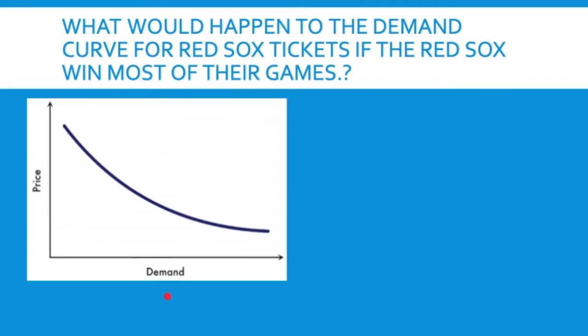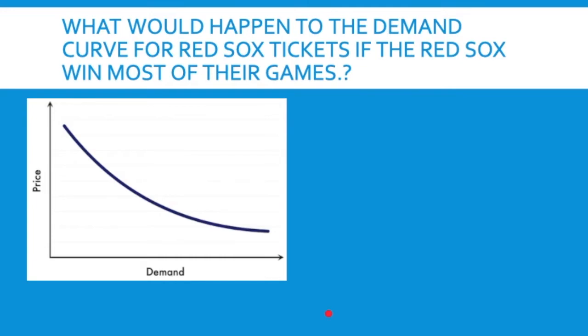Another example: what would happen to the demand curve for Red Sox tickets if the Red Sox win most of their games? At all these different price points, people will buy tickets. So you're thinking the Red Sox, right? You've got your $1,000 seats behind the dugout and only a few people are buying those. Then you have your outfield seats at $50, and more people are buying those. There's a higher quantity, and all the price points in between.